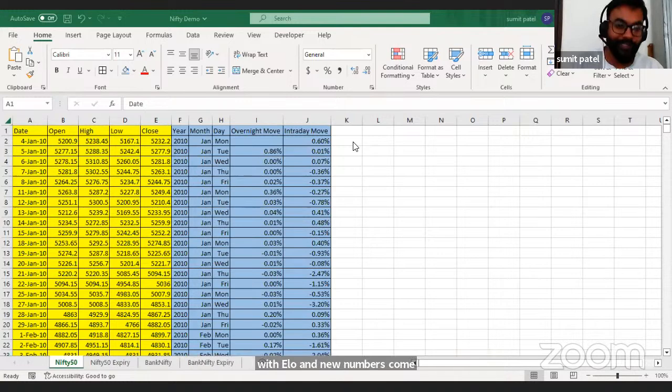Right. Can you guys see my screen? See the Excel sheet with yellow and blue numbers, blue backgrounds.